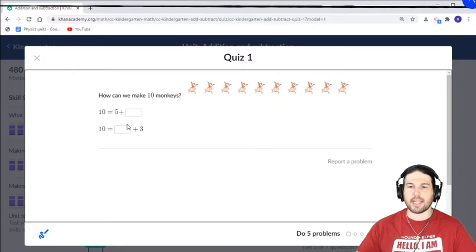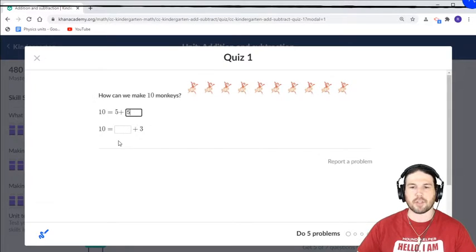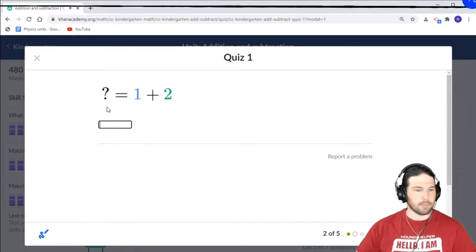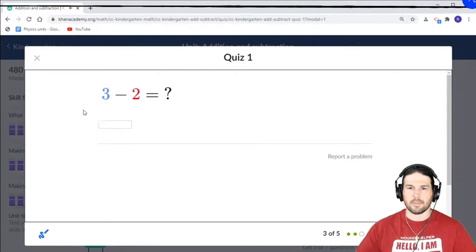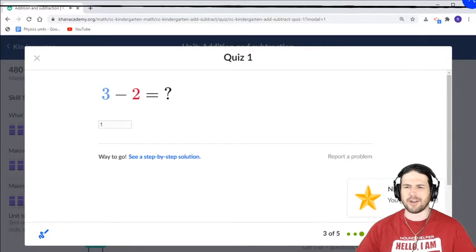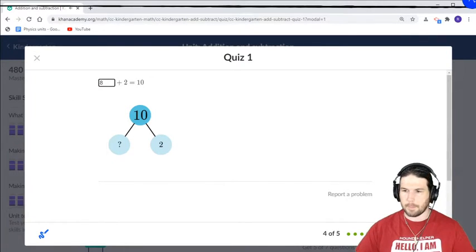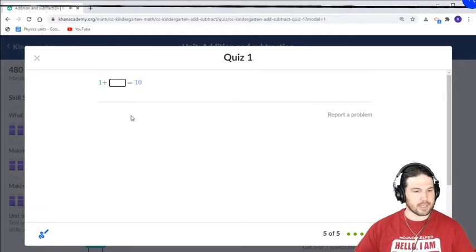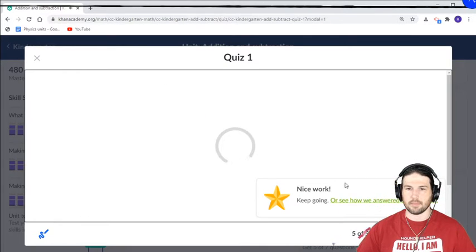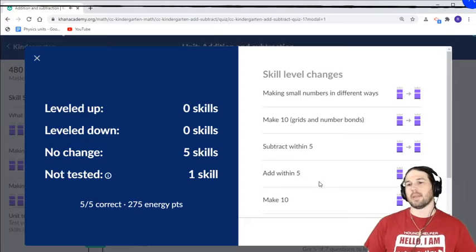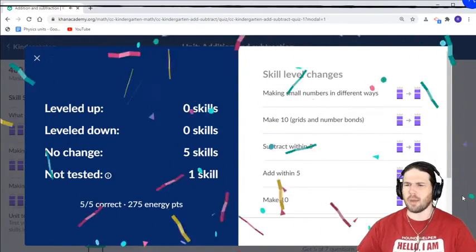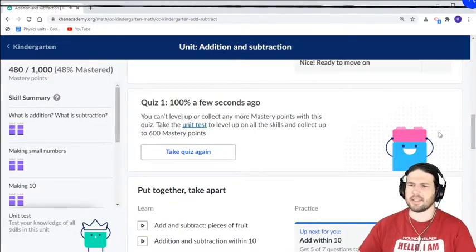There are 2 ways to make 10 monkeys. According to this, we could do 5 plus 5, and we could do 7 plus 3. 1 plus 2 is 3. 3 minus 2 is 1. Very nice. Again, that symmetry. 8 plus 2 is 10. 1 plus 9 is 10. And quiz 1 is done. No problem. We are killing this.